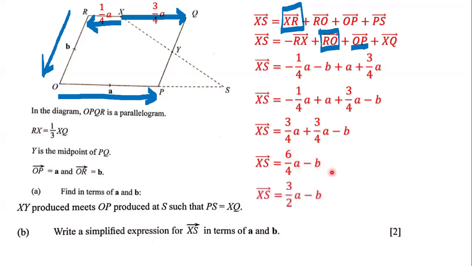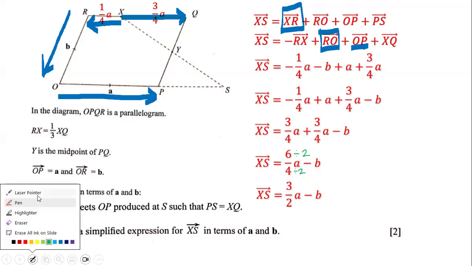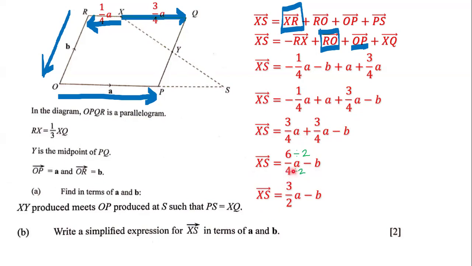And then what do we do? We simplify this fraction, because we could divide both top and bottom by 2. 6 divided by 2 is 3, and 4 divided by 2 is simply 2. So we have XS is equal to 3 over 2A minus B. And so that's what XS is. This is how we figured out what XS is, and that's the answer to this question.